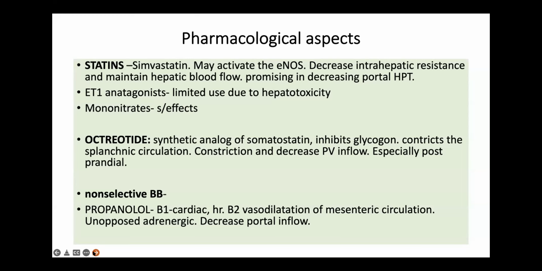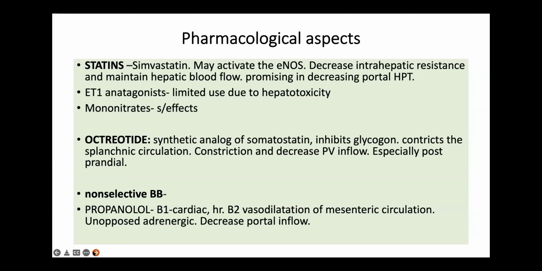Then we look at the ET1 antagonists. These were something that we looked at, but they have hepatotoxicity, so that doesn't work. Related to your nitric oxide, mononitrates have too many side effects and are generally not really used. In an emergency, we use octreotide. Octreotide in a variceal bleed is a synthetic analog of your somatostatin. It inhibits glucagon. This results in constriction of splanchnic circulation. With that constriction, there's decreased portal vein inflow.